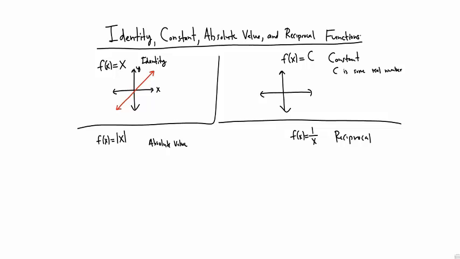And for a constant function, the graph will be a horizontal line. For example, if this is the point 0, c, then the graph of f will be the horizontal line through that point.